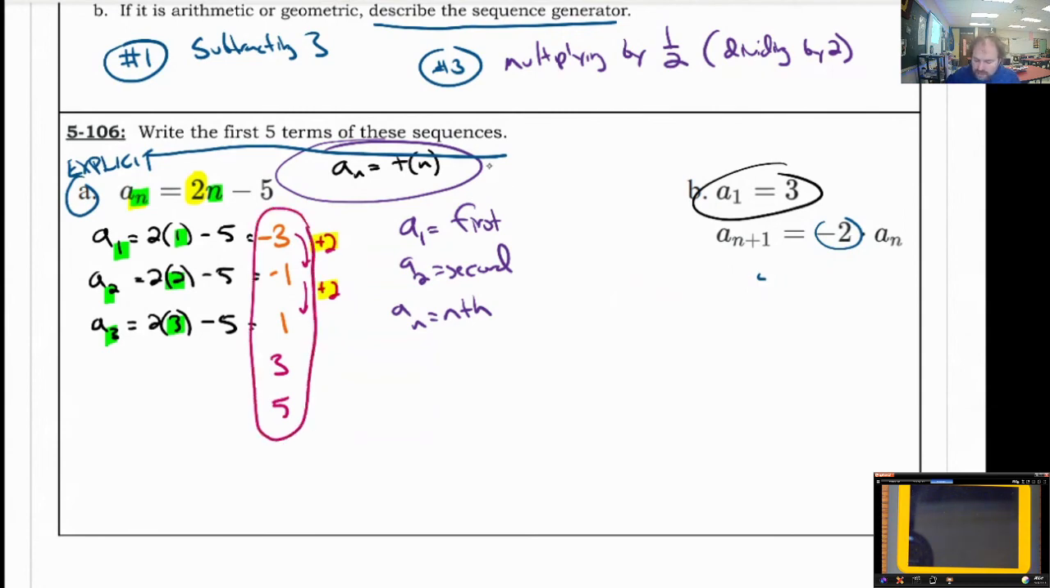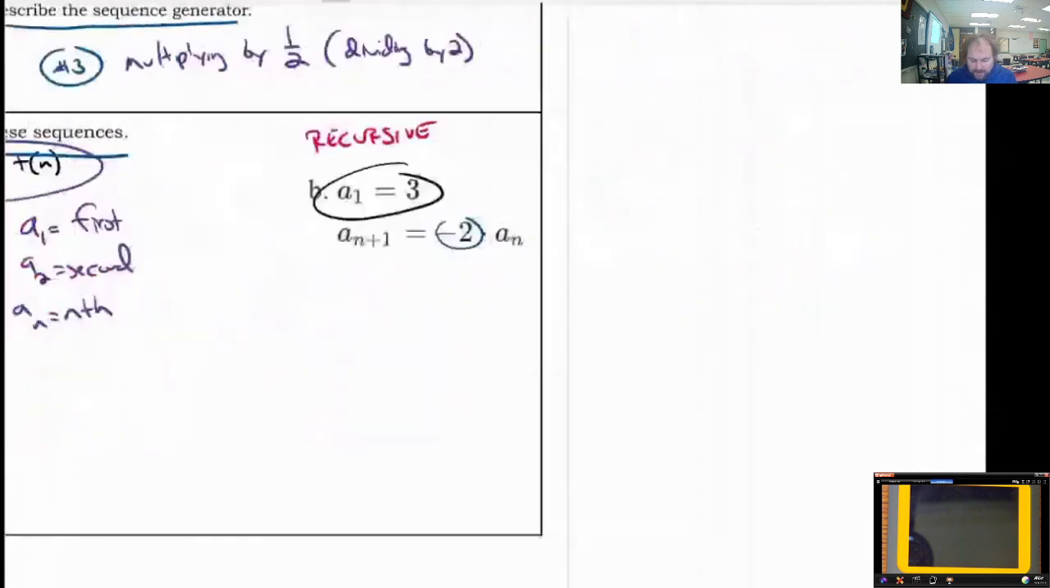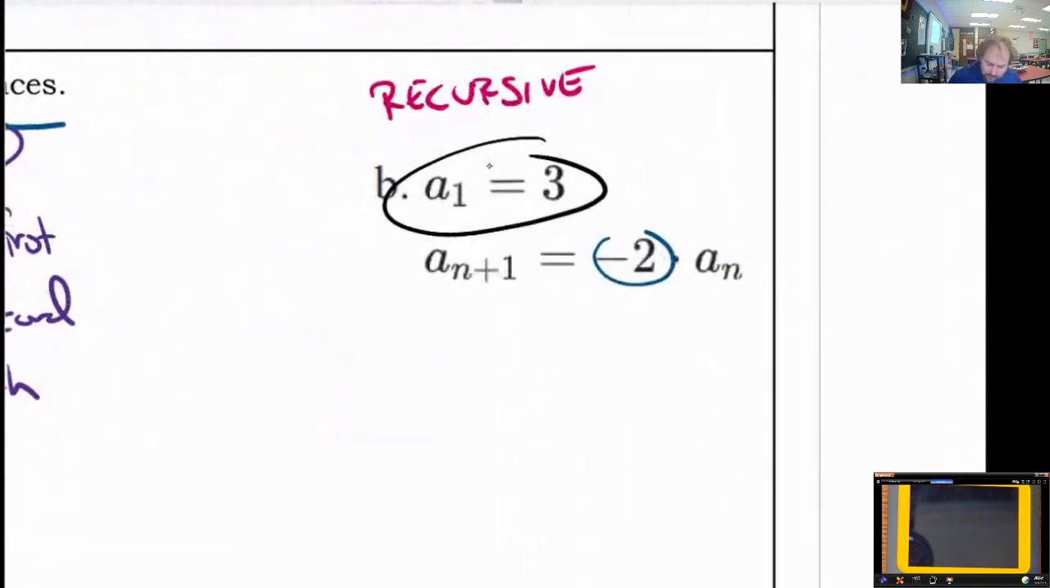For question B, you've got a recursive pattern. And for that, they've told us what the first number is. That's 3. So the first number in our sequence is the number 3. So we're going to go ahead and start with 3.